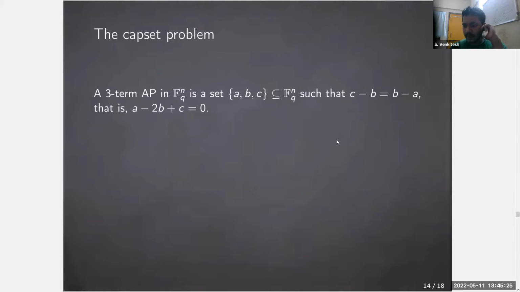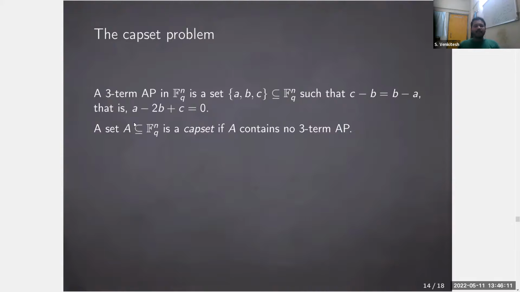We are concerned with arithmetic progressions in vector spaces over finite fields. So what's a three-term arithmetic progression? It's a set A, B, C of three terms such that there is a common difference, so C minus B is equal to B minus A. And of course, we have to consider A not equal to B not equal to C. So this is a set of three elements such that, in other words, the equation A minus 2B plus C equals 0 is satisfied. Why are we interested in three-term APs? Because this is the first case of a non-degenerate AP that you could consider in vector spaces.